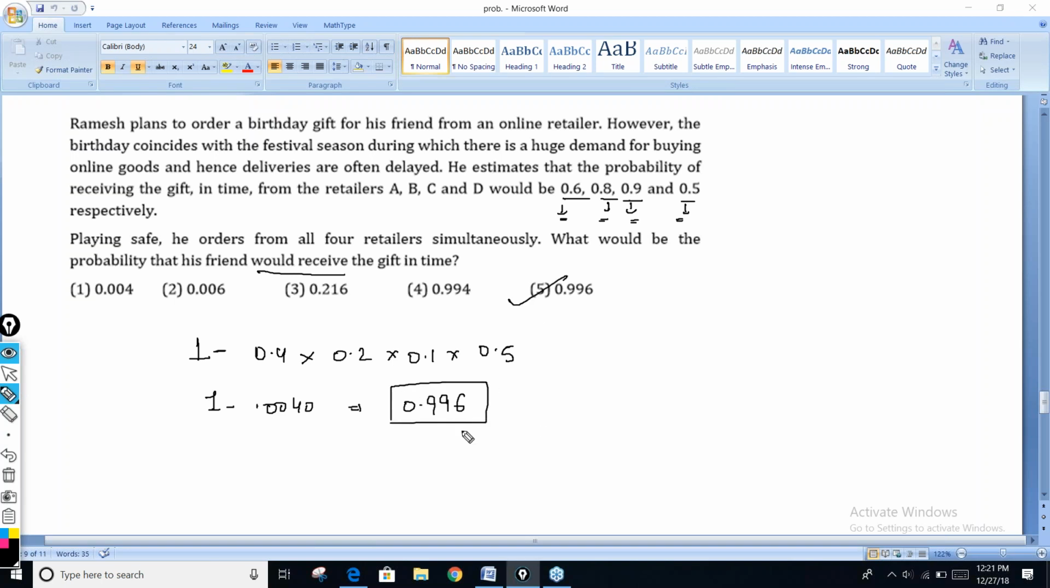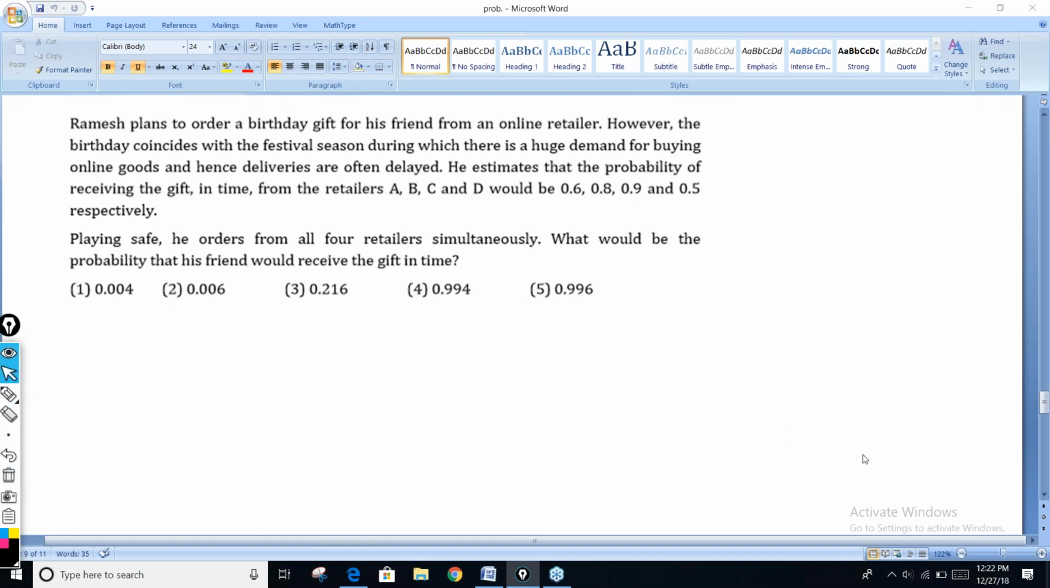That is the answer that he will receive the product on time from at least one of the retailer. So 1 minus, he will not receive from the first one, he will not receive from the second one, he will not receive from the third one, he will not receive from the fourth one. So he will receive from at least one of the four retailers. That was easy. Come to the next one.